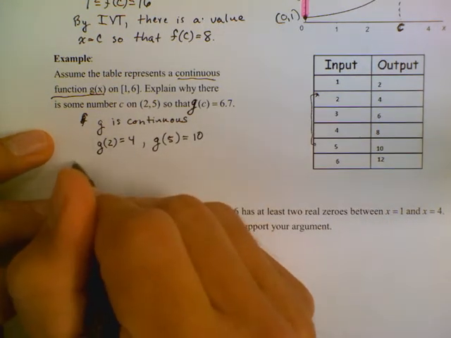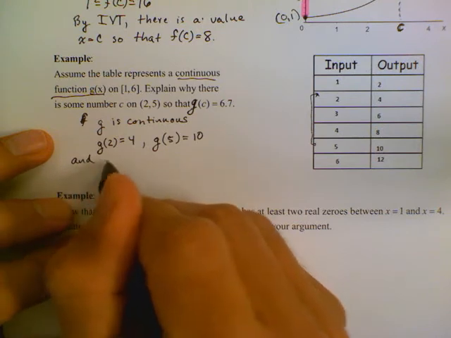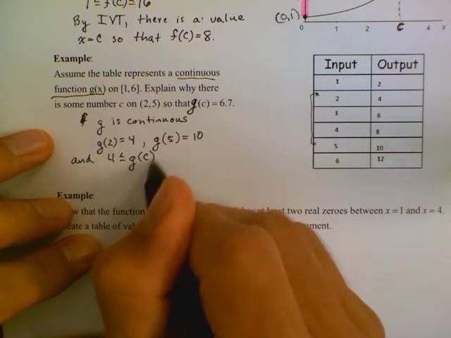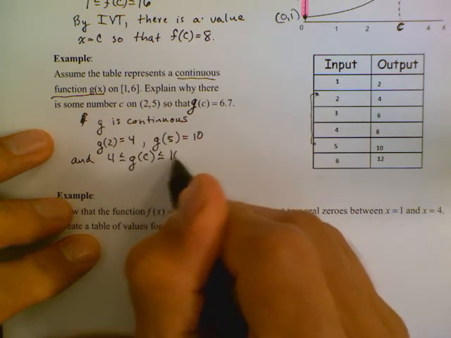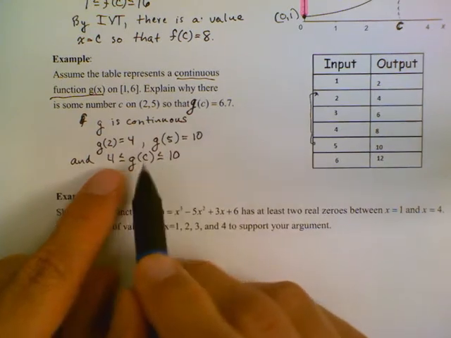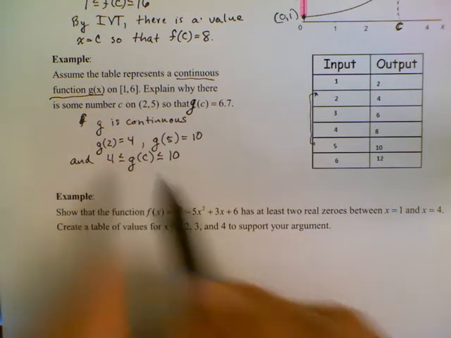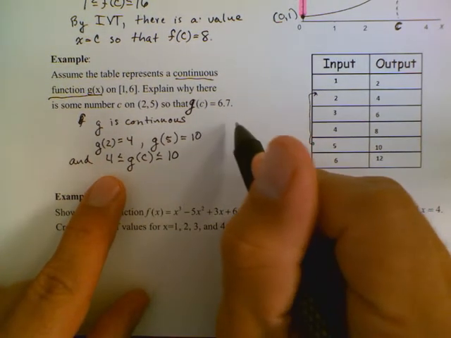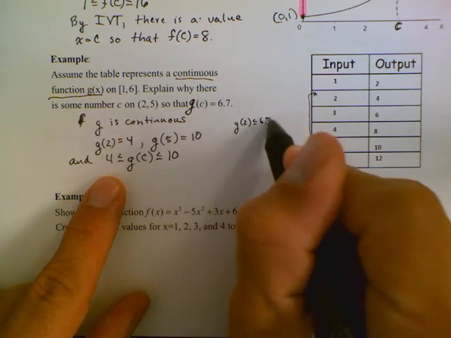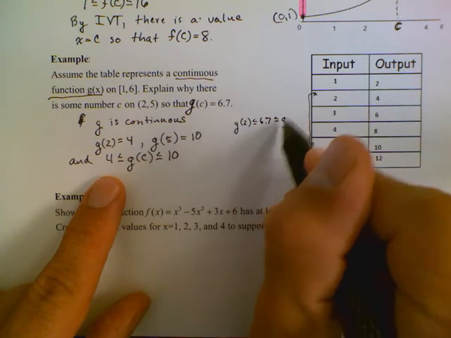And now we see that 4 is less than or equal to g of c, which is less than or equal to 10. And basically what I've just said was 6.7 is between those two values. Another way you could write this is that g of 2 is less than or equal to 6.7, which is less than or equal to g of 10.